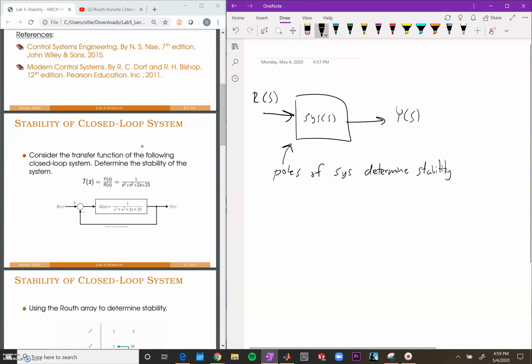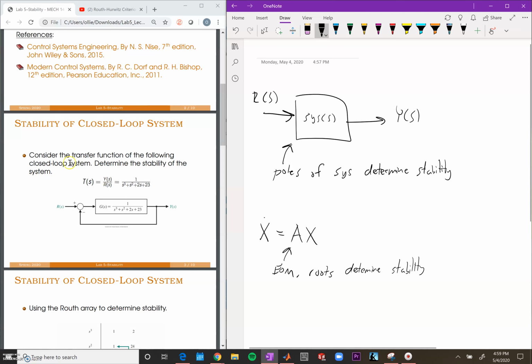The second way explained in this lab is if you have a state space equation like this. From the A matrix, you can pull out an equation of motion, and the roots of that determine stability.